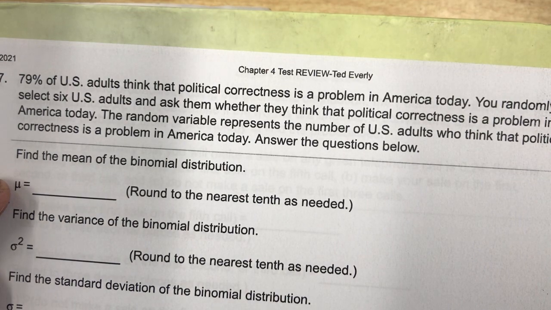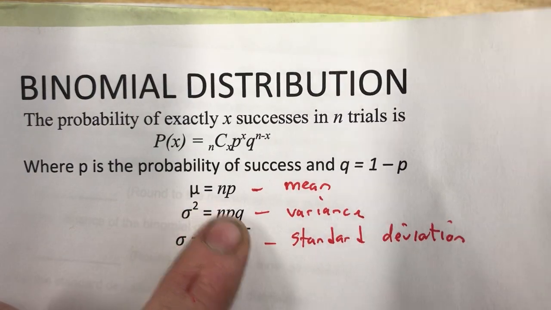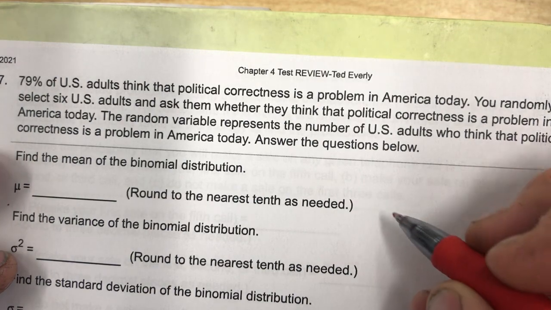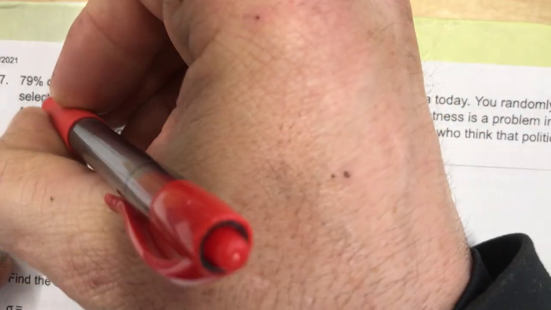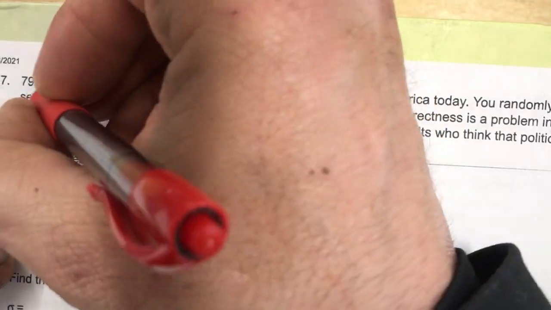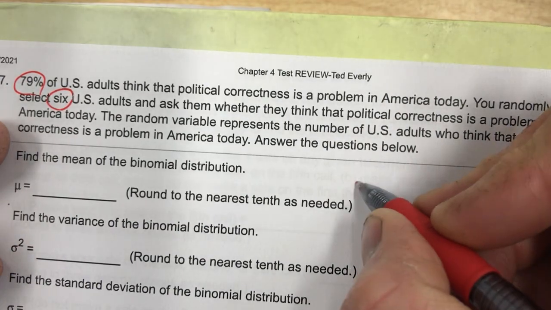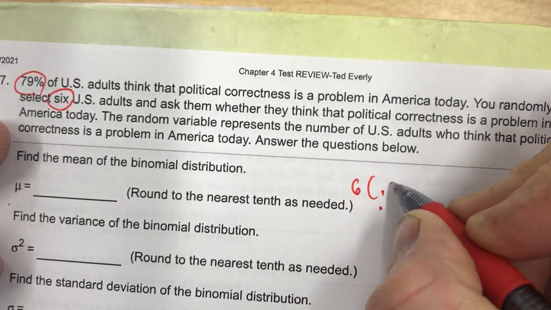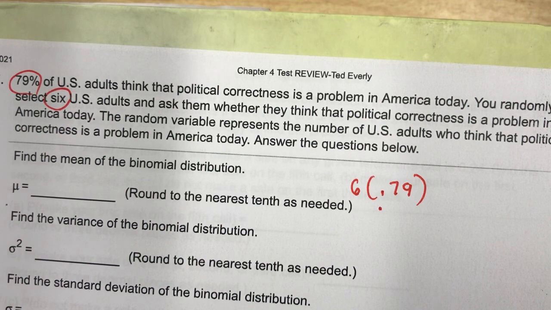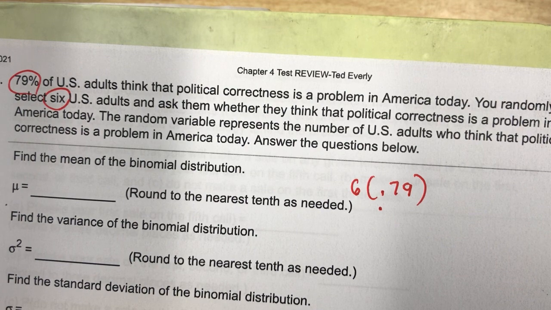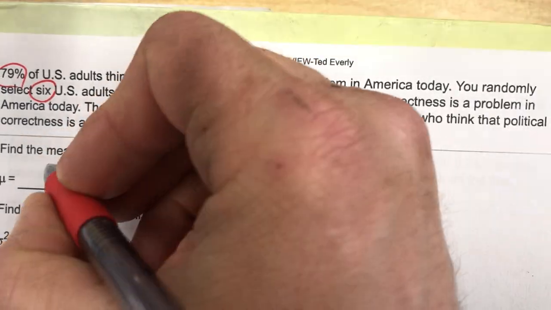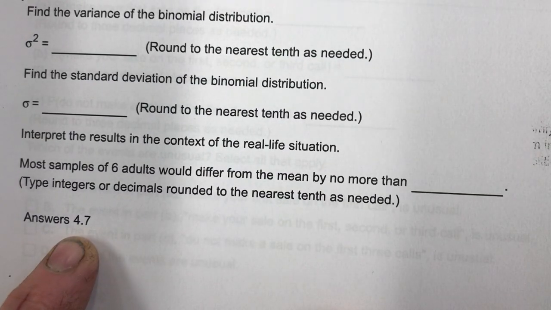Okay, now remember, your mean is going to be n times p. So my n is 6 and my p is 0.79. So 6 times 0.79 is 4.74, which is 4.7. Okay, we got that right here.